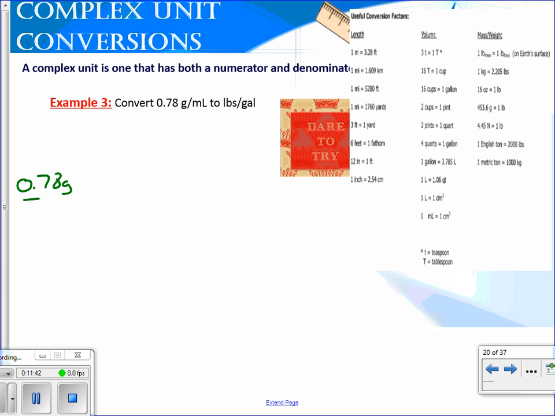0.78 gallons per 1 milliliter. Right, we'll just go ahead and work this one out. And we'll come over here and look at that grams. Over here, we have grams to pounds right here. So we'll go grams to pounds. 453.6 grams, 1 pound. Get rid of that. And then we need to get to gallon. So we come over here and we see gallon to liters.